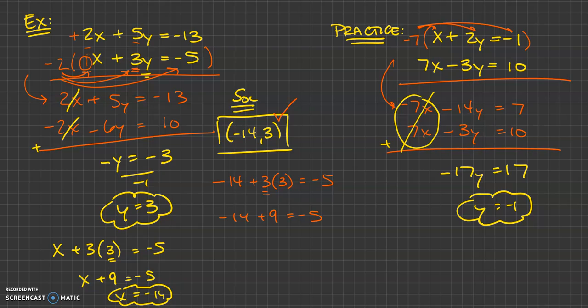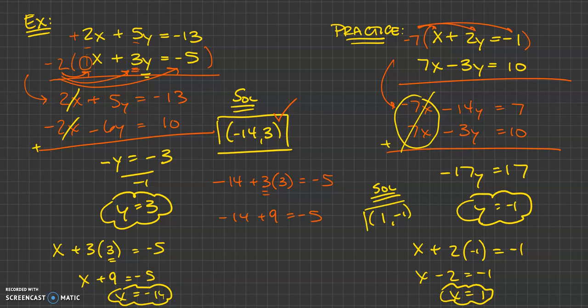All right, let's choose one of our equations. We'll just use the top one. x plus 2 times -1 equals -1. And so that's going to be x minus 2 equals -1, or x equals 1, because I'm going to add 2 to both sides. So my solution is going to be 1 and -1.